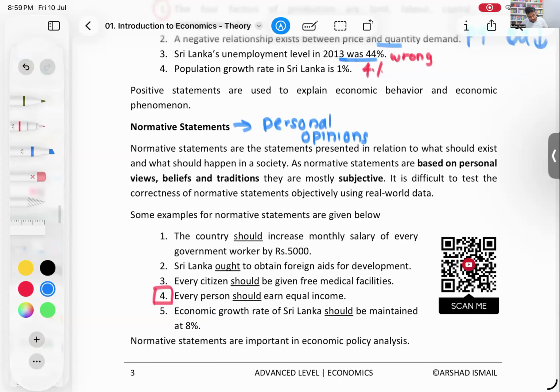Okay, what about this time? We'll go to number one. Can you all tell me what do you all think? The country should increase the monthly salary of every government worker by 5,000. What is your opinion on this? Now, true or false? What do you all think? Should they do this or should they not do this? Can you give me a reason also? Now, let's say you're the one making this decision in the parliament. Someone came and said we should. So, what do you think? Should we increase or should we not?